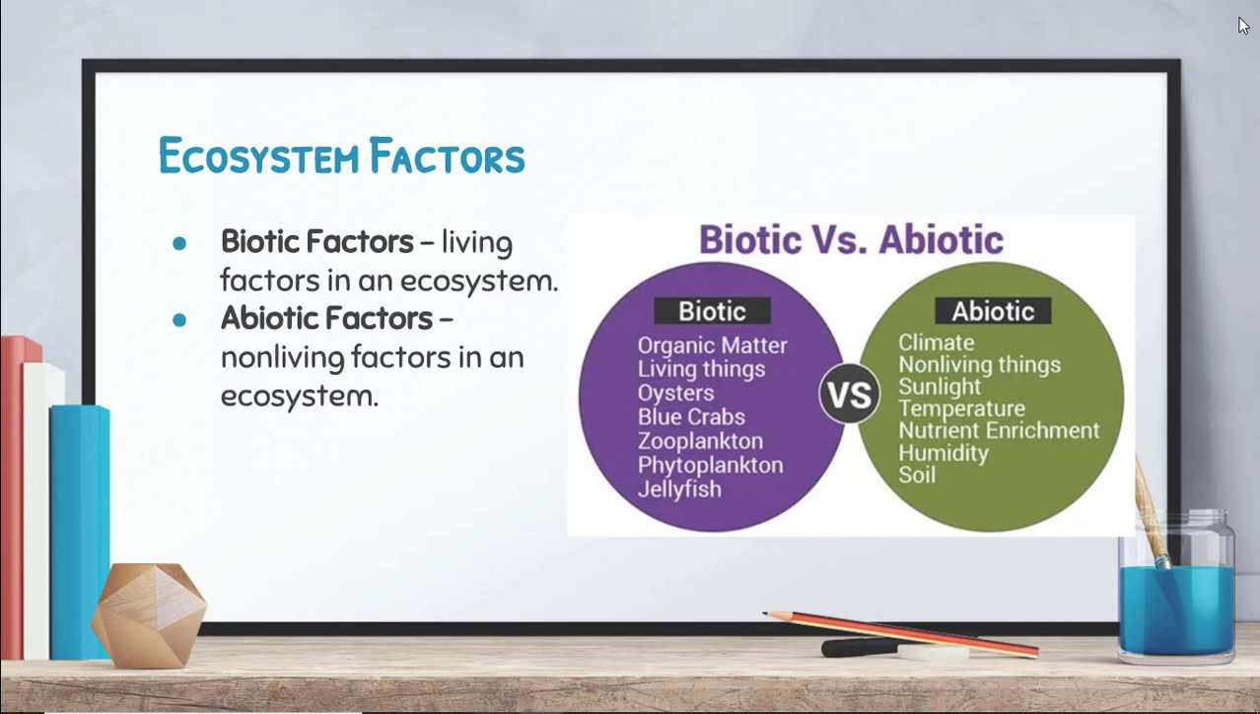Let's talk about some different factors that play a role in an ecosystem. The first thing we have are biotic factors. And biotic factors are living things that exist in an ecosystem. So if we look at the diagram on the right, that's things like organic matter, basically anything that contains carbon. Living things, for example, oysters, blue crabs, zooplankton, phytoplankton, jellyfish, all of those are biotic factors. They're factors in an ecosystem that are living. Now we also have what are known as abiotic factors, and those are the non-living factors in an ecosystem. So things like climate, non-living things like rocks, soil, water, sunlight, temperature, humidity, all those things are abiotic factors because they are non-living.